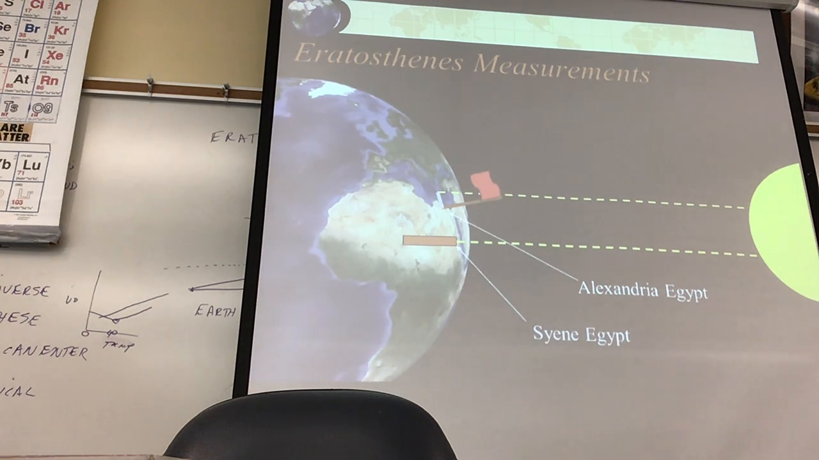He also knew that although the sun was high in the sky in Alexandria, he was able to observe shadows, as you can see from this small flagpole. With this knowledge, Eratosthenes knew he had what was necessary to measure the circumference of planet Earth. Let's back up a little bit and talk about some of the other things that Eratosthenes knew.